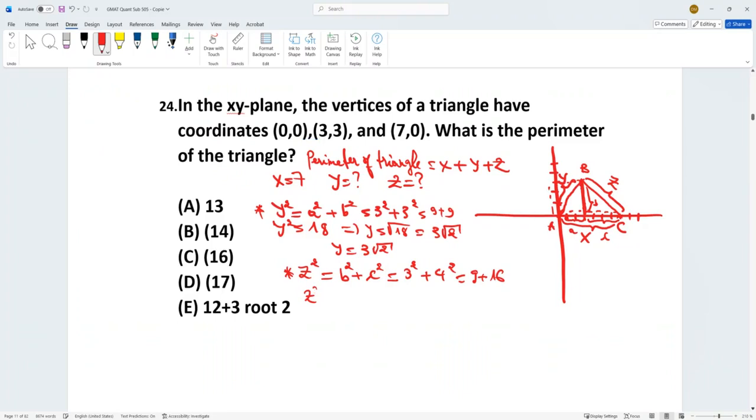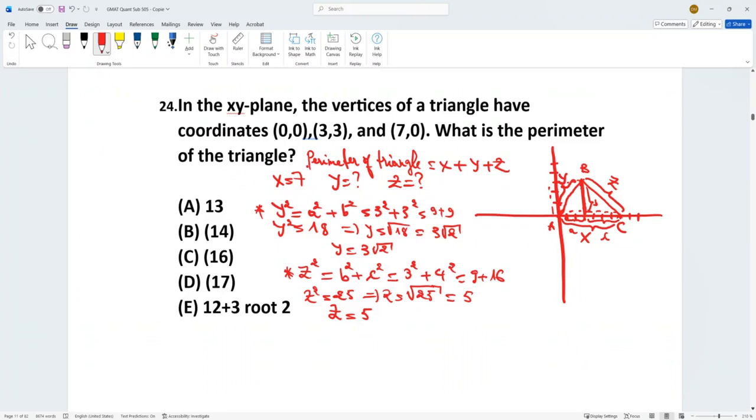And z squared is equal to 25, and then z is equal to the square root of 25, and we all know the square root of 25 is equal to 5. So z is equal to 5.